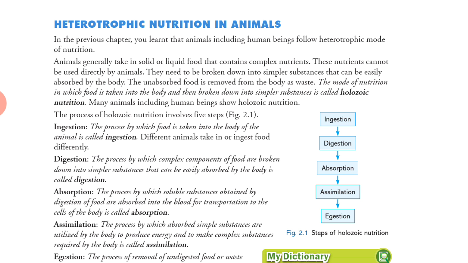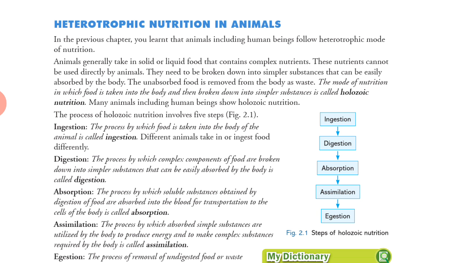Okay, let's try to find out what holozoic nutrition is. Animals generally take in solid or liquid food that contains complex nutrients. These nutrients cannot be used directly by animals. They need to be broken down into simpler substances that can be easily absorbed by the body. The unabsorbed food is removed from the body as waste.